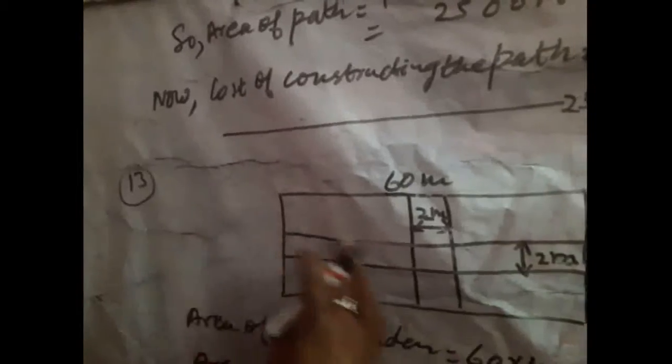Now come to the question number 13. This is our question number 13. In this book, question number 13, a rectangular garden is 60 meter long and 40 meter wide. Through the middle of the garden run two straight paths at right angle to each other. If the width of each path is 2 meter, find the area of the remaining portion of the garden.